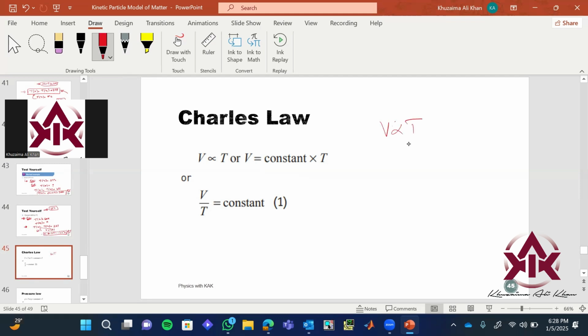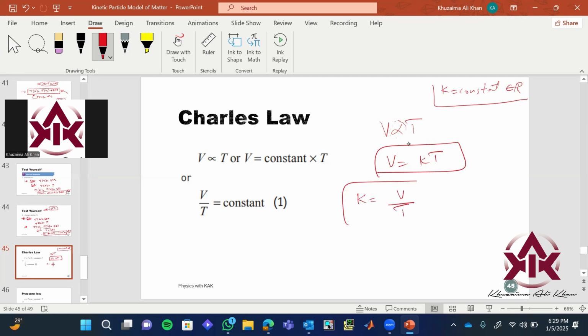If you want to remove the sign of proportionality, you basically introduce a constant, that is V equals, let's say, K times T, right? So again, K is over here what? K is a constant and this constant can be anything, any number that basically belongs to the real numbers, right? Okay. So now if you want to make K the subject, K comes out to be what? V upon T, right? So this is the relation over here, right? Okay. Let's say if you have again the same case which you basically saw with the last slide.